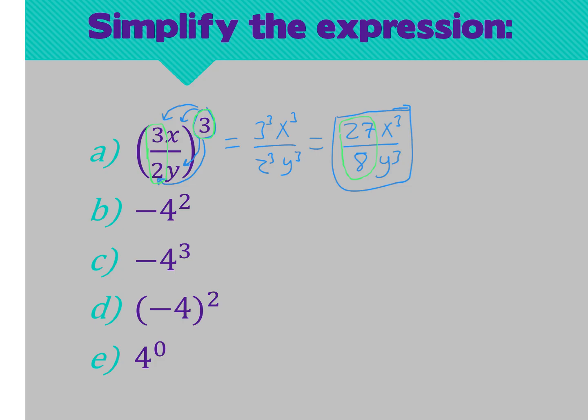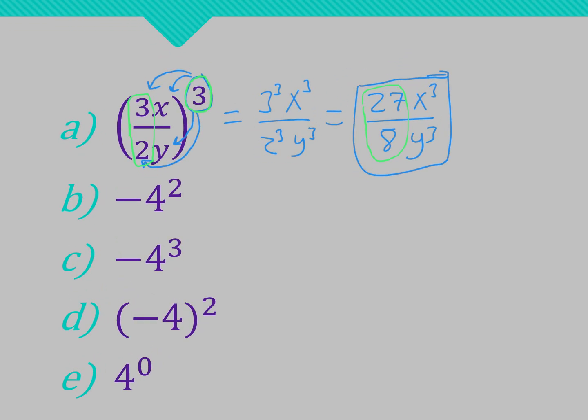All right, some other special cases. Look at examples B and D. Right, so examples B and D have a big difference. It might look really small, but the biggest difference is the parentheses or lack thereof. If you look at example B, think about what your base is. Your base in this case is just this 4.